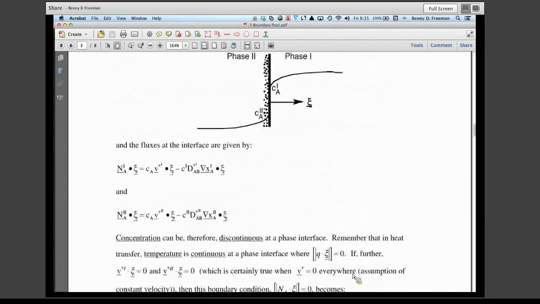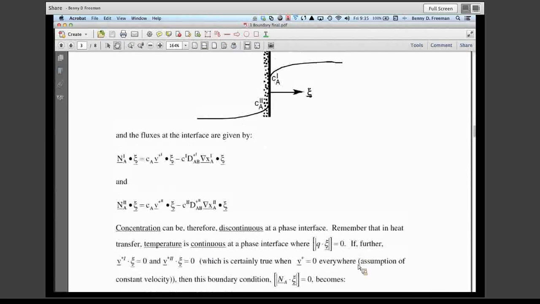Now, we use this to make the point that concentration at a phase interface could be discontinuous, and this is somewhat different from heat transfer in the sense that in heat transfer, the temperature is always continuous at a phase interface. That is, you can't have temperature jumps at an interface like this. But with concentration, you can have a jump in concentration at that interface. What is continuous at the interface is the chemical potential of A in either phase.